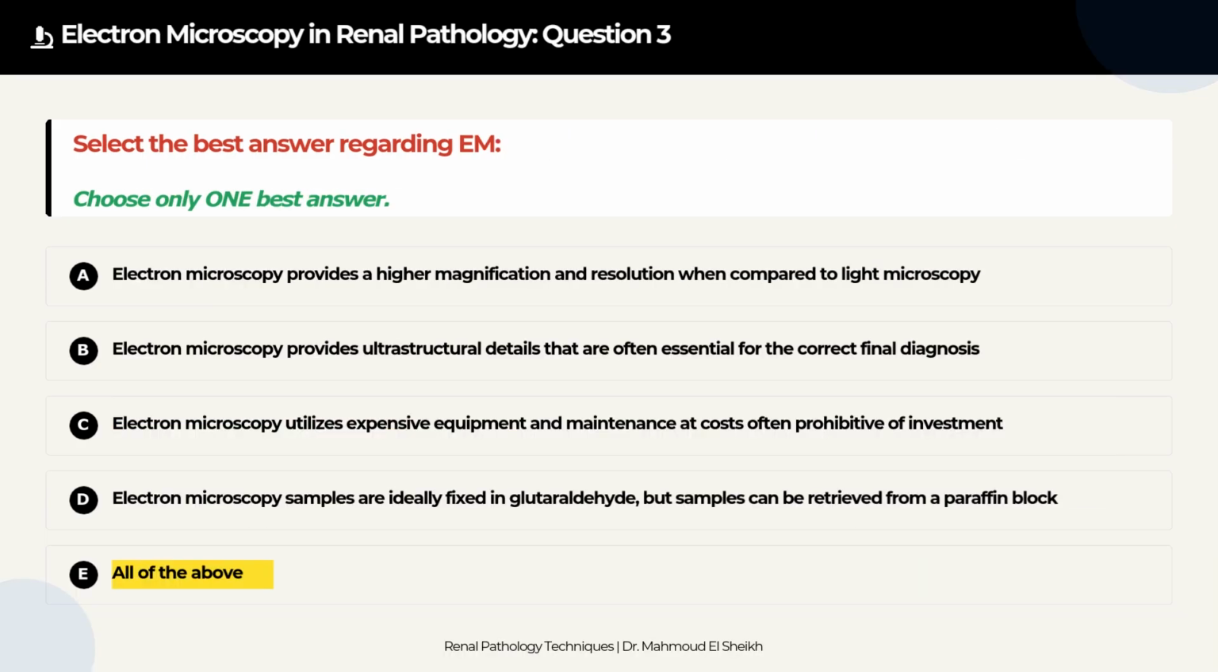Going to this quiz, the answer was all of the above. The ultrastructural details that this technique can provide are very helpful and often essential for a correct final diagnosis. EM utilizes expensive equipment and maintenance that's often a prohibitive investment, very expensive. EM samples are ideally fixed in glutaraldehyde, a fixative that penetrates the tissue slowly but provides excellent fixation and ultrastructural detail. When needed, samples can be retrieved from a paraffin block. This is a great rescue technique, a very good one.